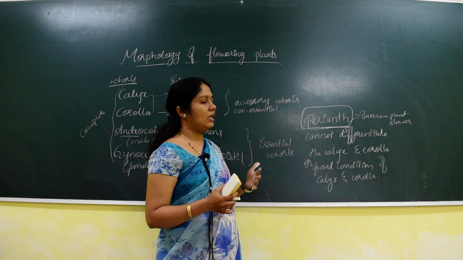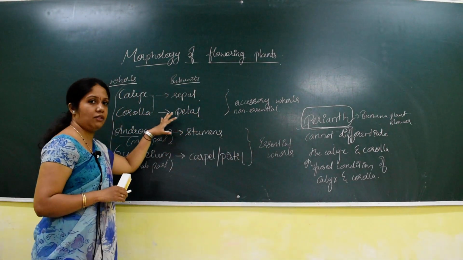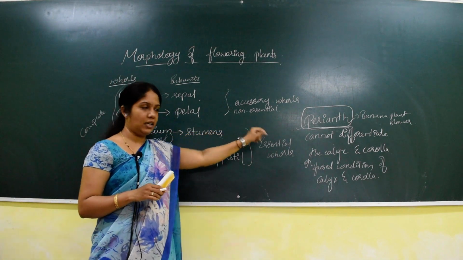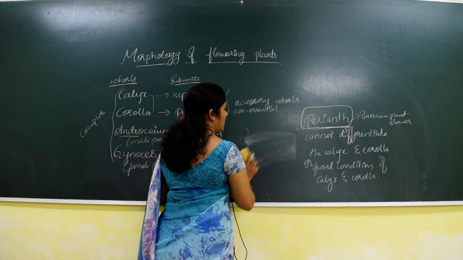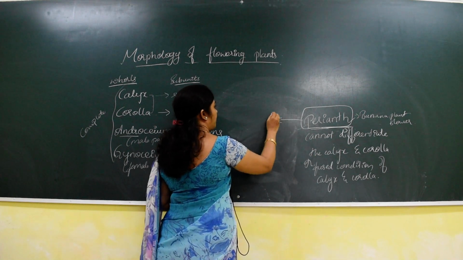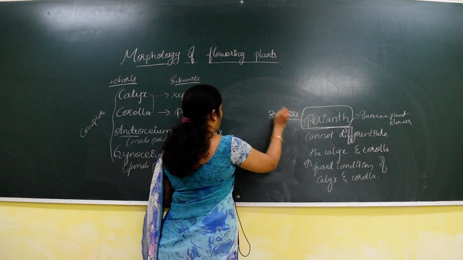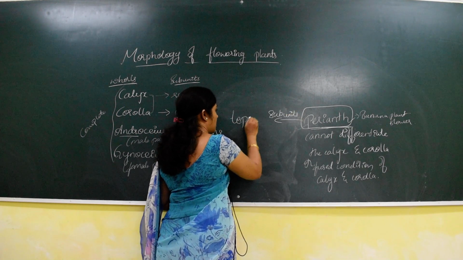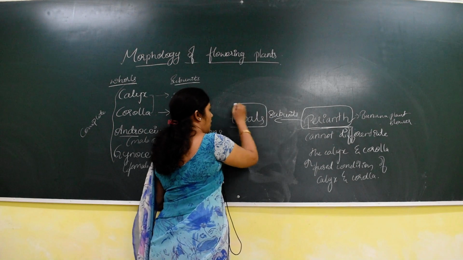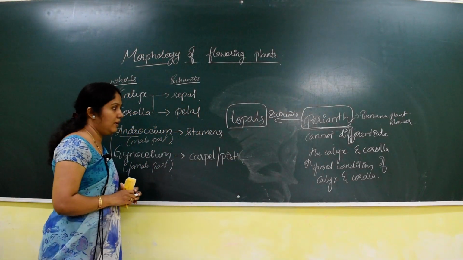So now the perianth: the units, as we can't differentiate which is calyx and which is corolla, that itself is called as perianth. Now what is the perianth made up of? The perianth is made up of subunits called as tepals. So what is this tepal made up of?